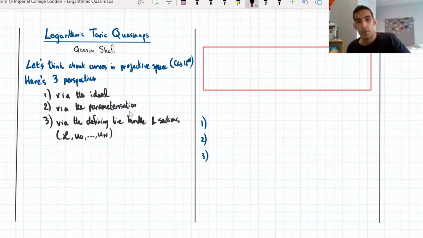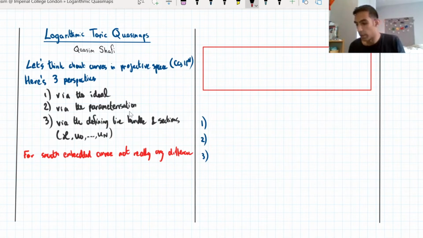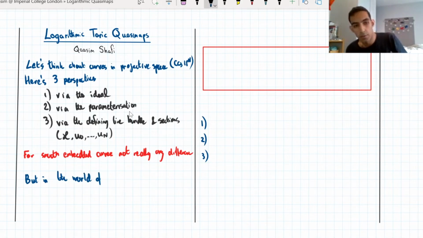Okay, and these are, for smooth embedded curves, or even more generally, just the same. These are just different perspectives, not really any difference. But 2 and 3 are literally the same, but in the world of modern curve counting, they give different approaches.